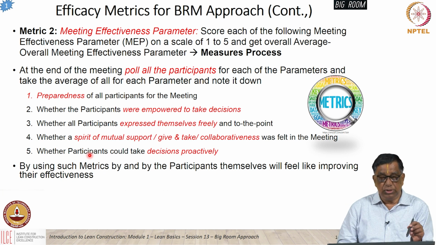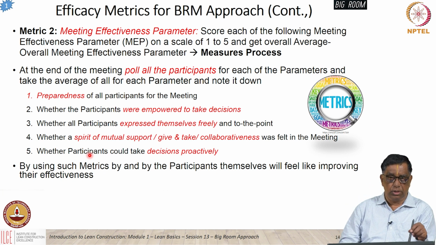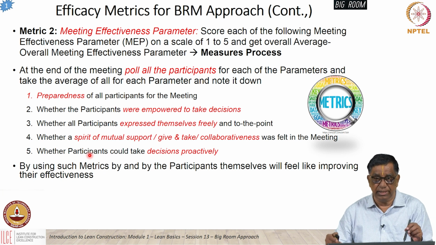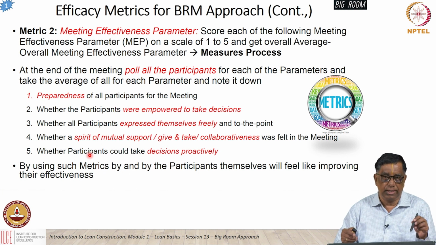So, MEP actually they had a number of items for scoring. Here there were typically 5 items, and each item they had a score of 1 to 5. So, out of total 25, one needs to see what was the score achieved, and then again track it over the various meetings and make sure that you are on the right track.